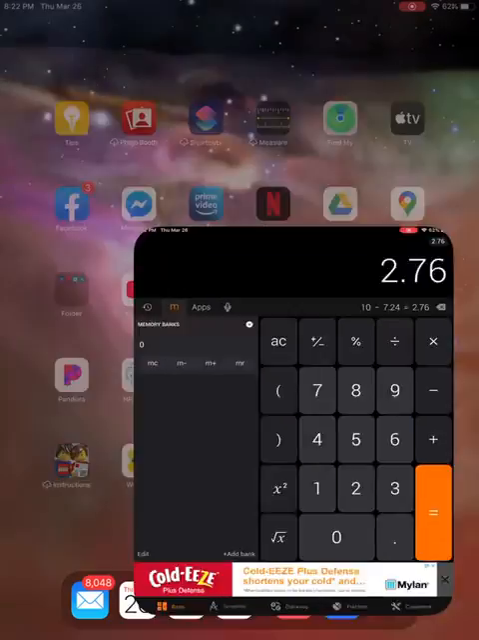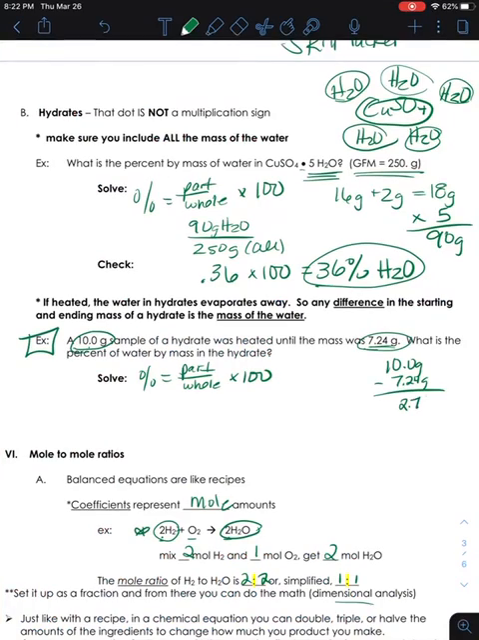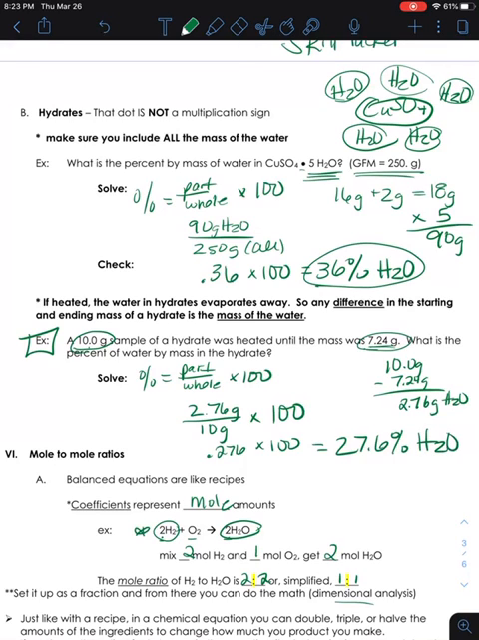2.76 grams divided by the whole, which was our beginning mass of 10 grams. Times that by 100. So that's going to be 0.276 times 100, which equals 27.6% H2O. Okay. And if you take a look at it, that's roughly a quarter that was lost, starting with a mass of 10, and we're down to about 72%. Makes sense. So everything looks well.